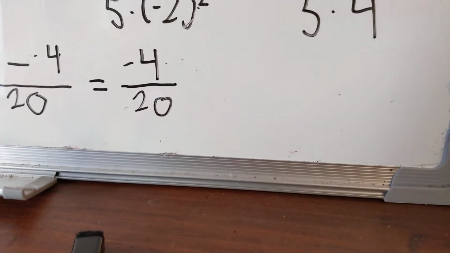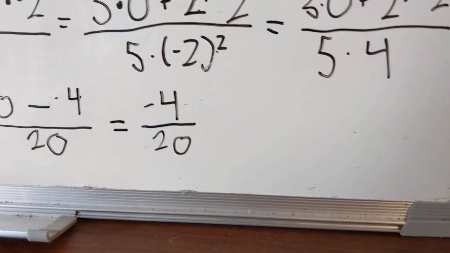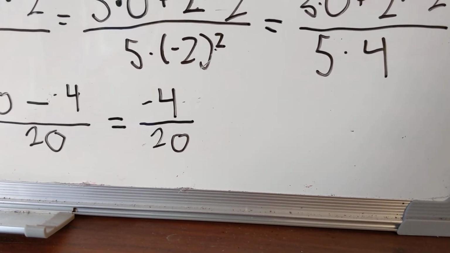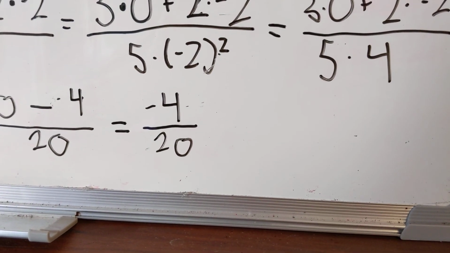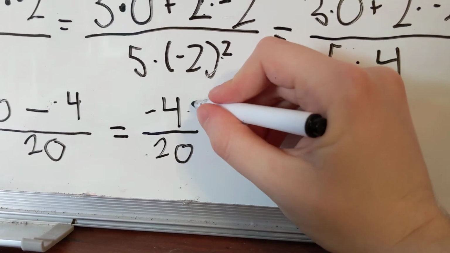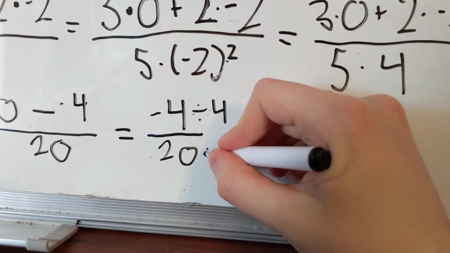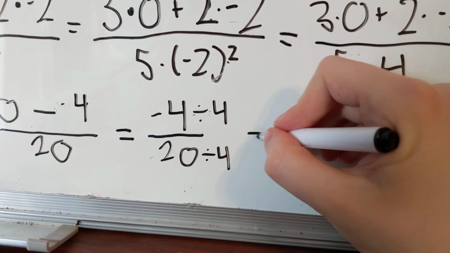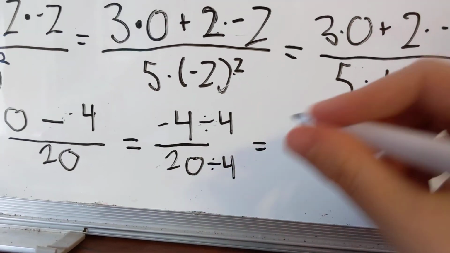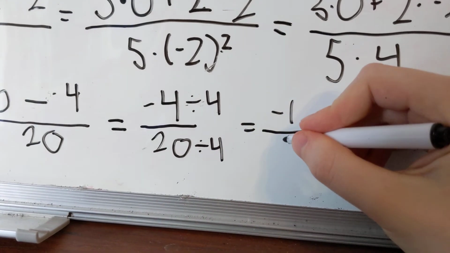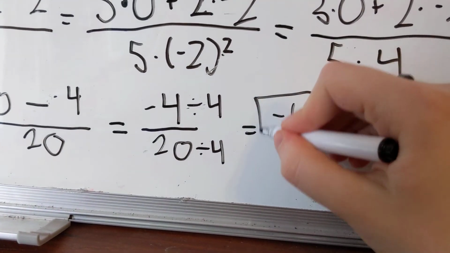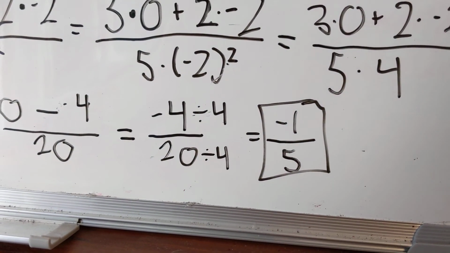Now that you have simplified both the numerator and denominator, you still have to simplify the fraction. So we can look at this and see that 4 goes into both 4 and 20. So if we divide both numerator and denominator by 4, then negative 4 divided by 4 is negative 1. And 20 divided by 4 is 5. So our final answer is negative 1 over 5.